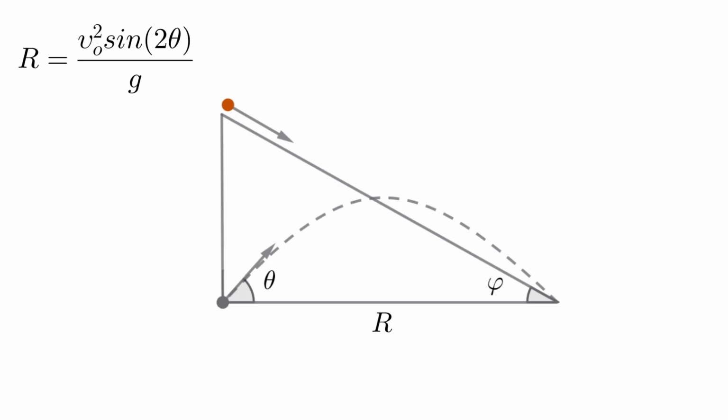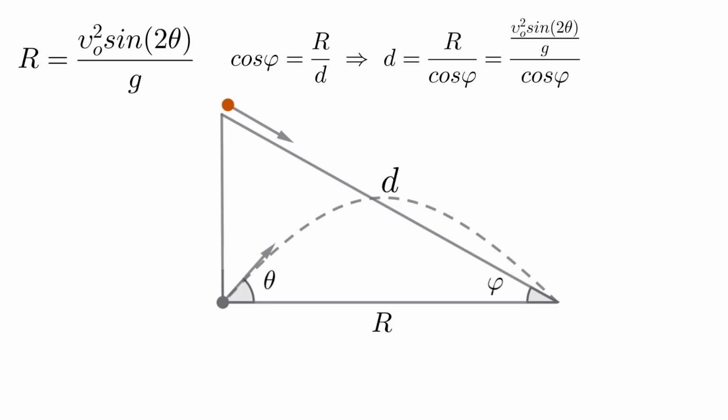So now let's find the distance that the sliding mass traverses. We'll call this distance d. Since this is a right triangle, we have cosine of phi equals r over d. So d equals r over cosine of phi, which is d equals v naught squared times sine of 2 theta over g, over cosine of phi, which is d equals v naught squared times sine of 2 theta over g times cosine of phi.